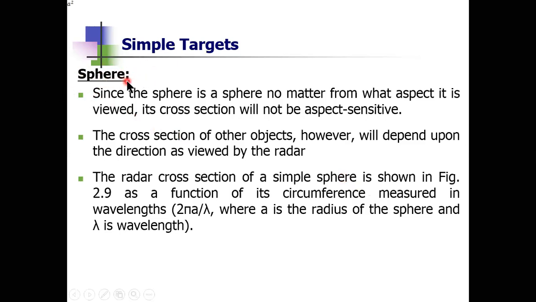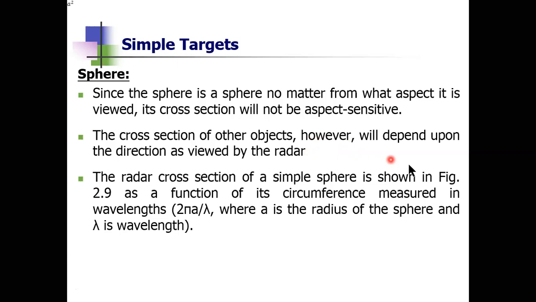Okay, so this is the simplest object for illustrating radar scattering, since it has the same shape no matter from which aspect it is viewed, right? From whichever side you see, it will have the shape of a sphere itself. So a sphere is a sphere no matter what aspect it is viewed from. Its cross section will not be aspect sensitive, right? The cross section of other objects, not spheres, will depend on the direction it is viewed, correct? The sphere will look like a sphere from whichever direction you view it, but other shapes will not look the same from different views, right?